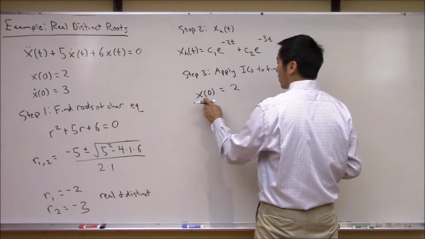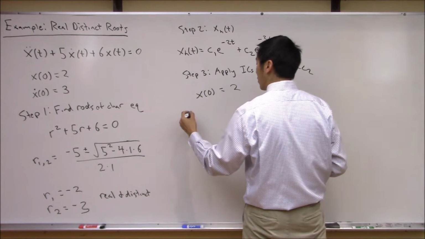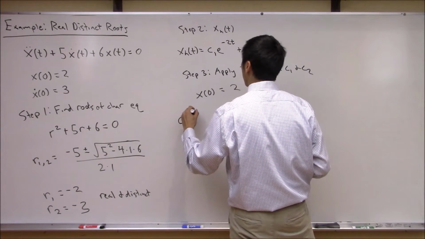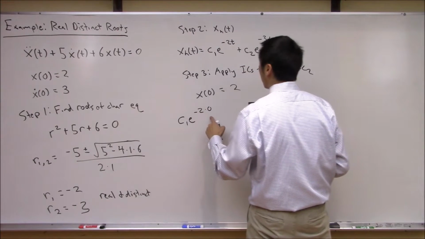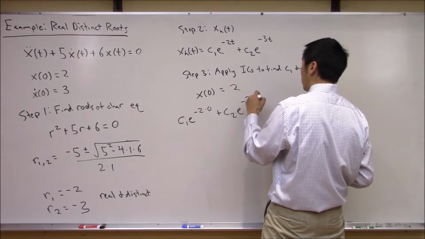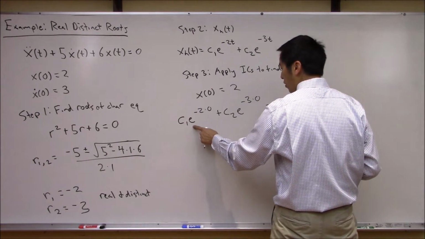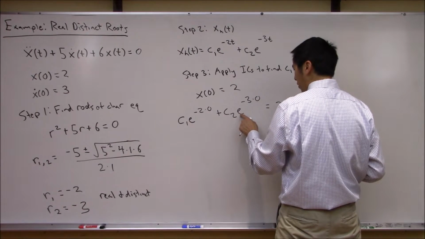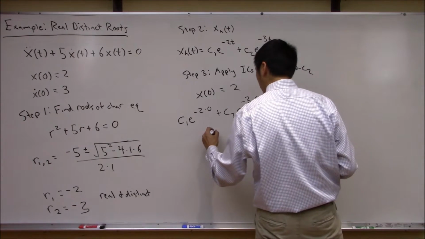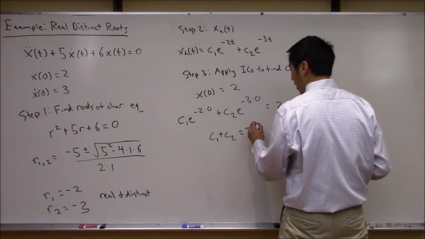Okay, so x at time 0 is basically this function at time 0. So this is c1 e to the negative 2 times 0, plus c2 e to the negative 3 times 0, which better equal positive 2. Obviously this turns into a 1, and this exponent also turns into a 1. So we end up with c1 plus c2 has got to equal 2. Okay, so box this up and save it.